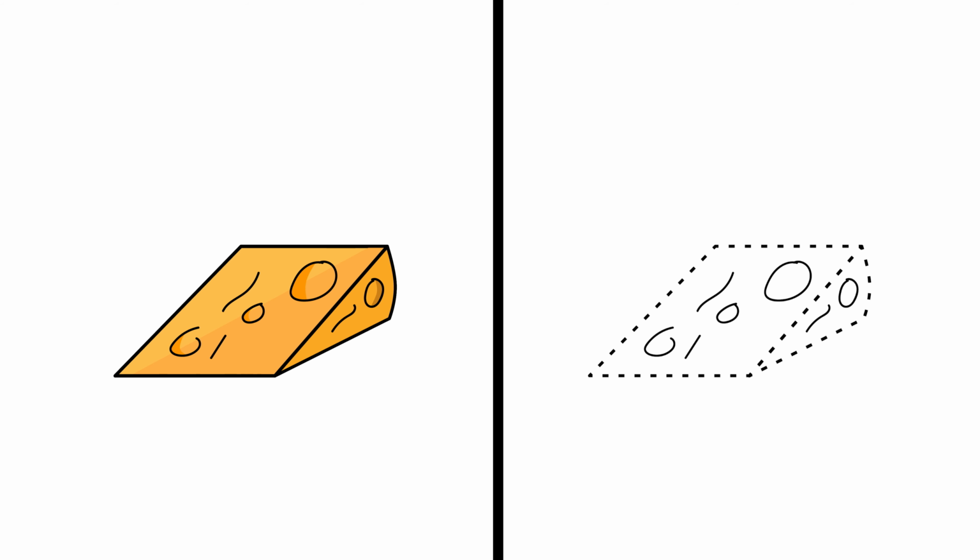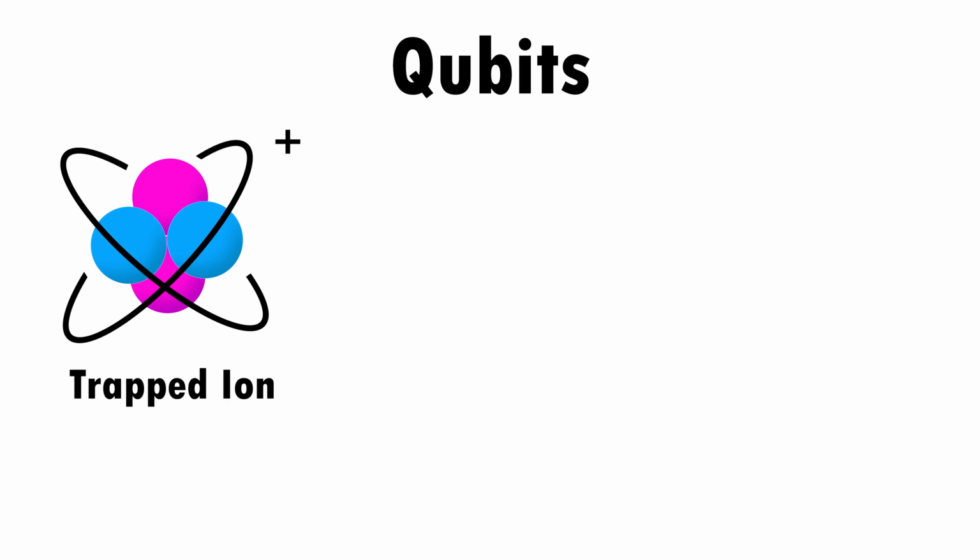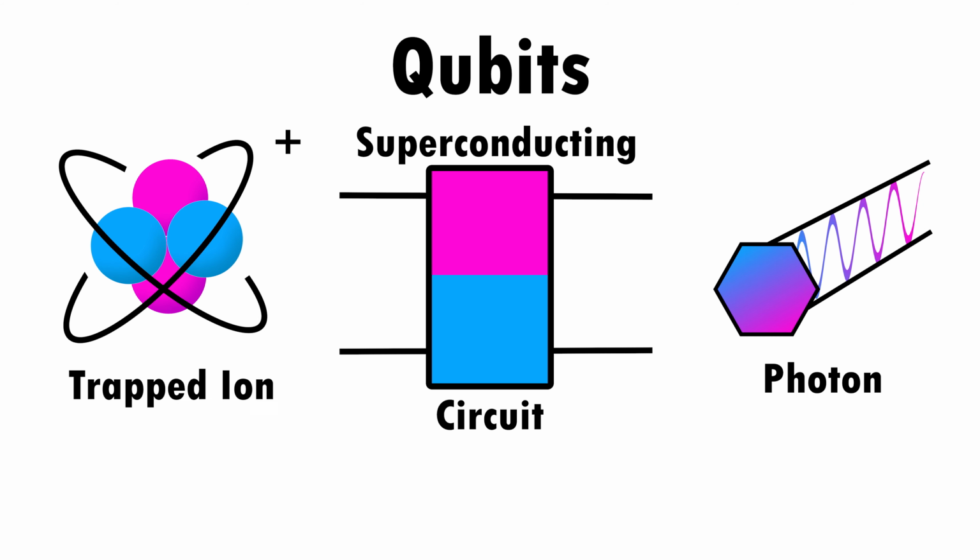A quantum computer operates on qubits. Qubits are a two-state system. They can be a trapped ion, a superconducting circuit, or a photon.